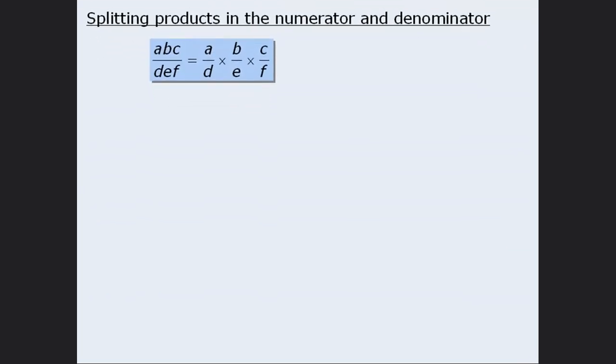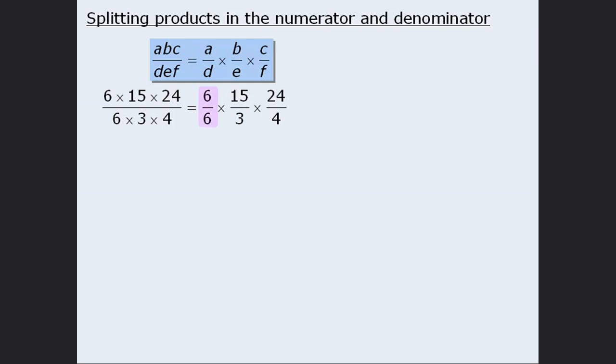So as you can see from the rule, if we have products in the numerator and denominator, we can rewrite the fraction as the product of other fractions. This can often make our calculations much easier. For example, it would take a long time to evaluate this fraction if we had to first find the product in the numerator and then find the product in the denominator. However, when we apply the rule, we can break the fraction into the product of smaller fractions.